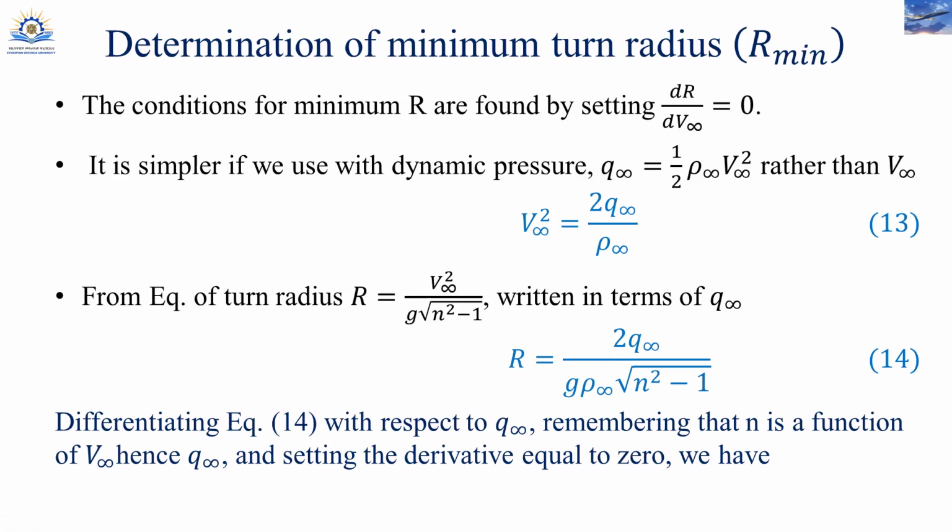Q means half rho V square, so substitute it there. Finally, what you can get is 2 times Q. Q is half rho V square now.